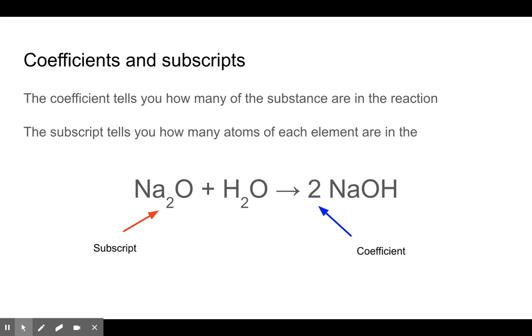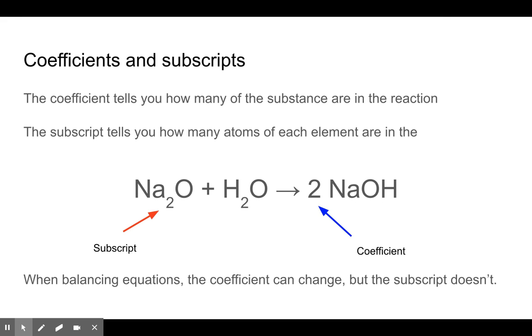Now, this will become more important as we practice balancing equations in class. Remember, this video is just to introduce you to the idea, but there is another idea that I want to draw your attention to. When we balance equations, when we're determining the ratio of one thing to another, the coefficient can change, meaning we might have 2 sodium hydroxide molecules or 4 or 6 or however many, but the subscript won't change. Sodium hydroxide is always Na, 1 sodium, 1 oxygen, 1 hydrogen. Regardless of how many of them I have, they always have the same subscript, the same ratio.